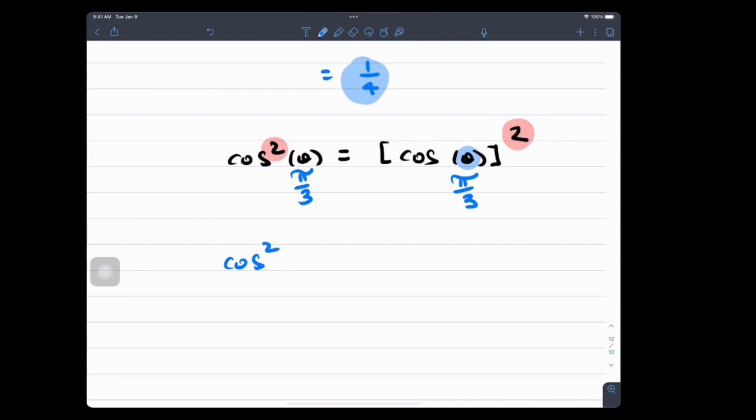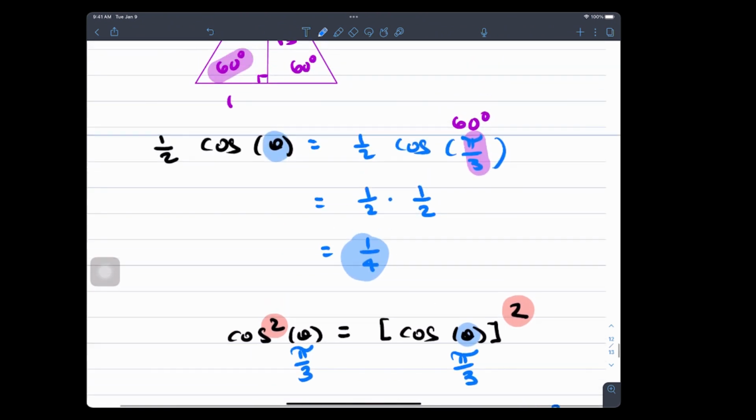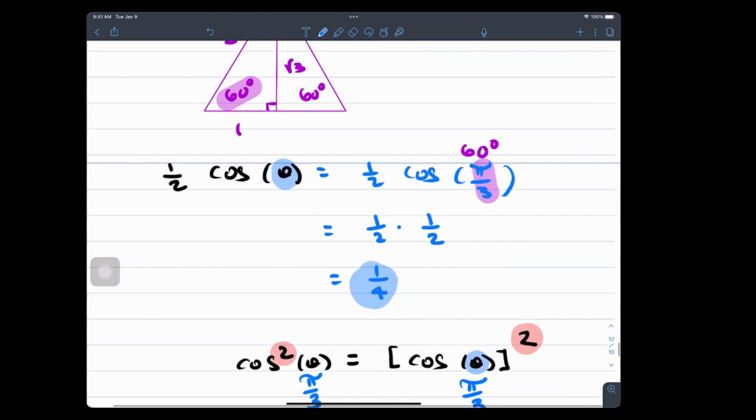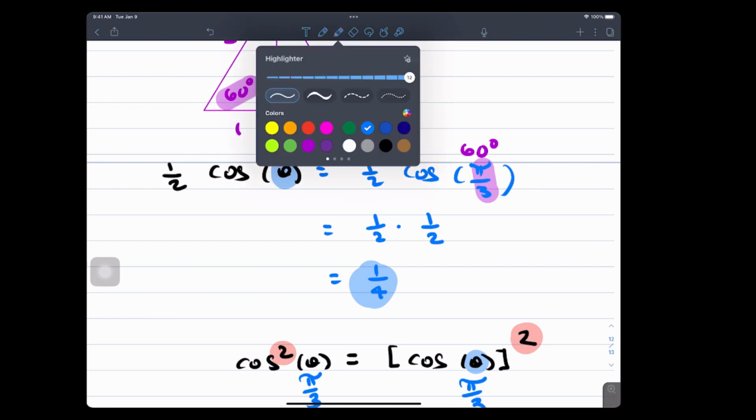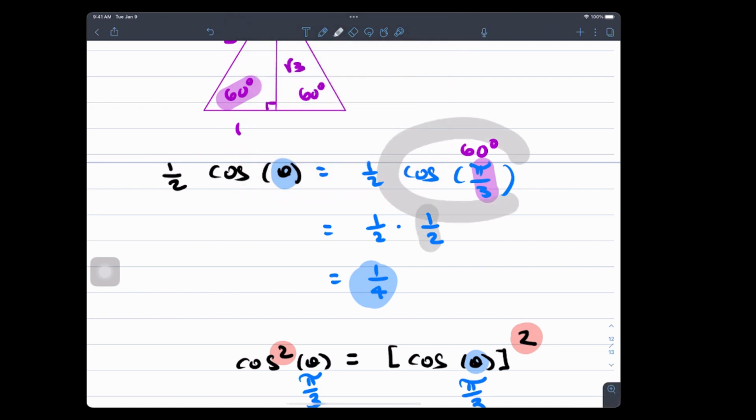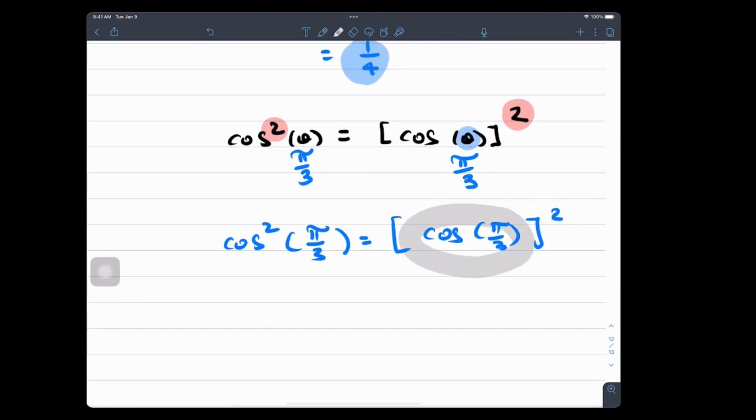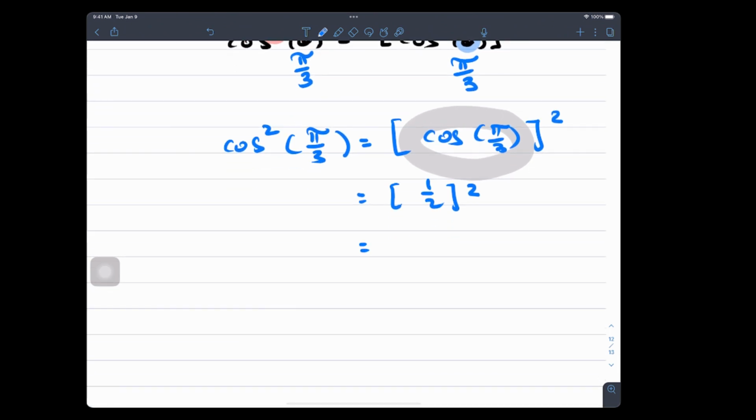They want us to find what is cosine squared of pi over 3. If you know what cosine of pi over 3 is, and you do, what's cosine pi over 3? It's right here, isn't it? It's 1/2. You just plug in the 1/2 there. So this is just, again, arithmetic. What is 1/2 to the second power? Isn't that 1/2 times 1/2? And what does that equal? Is that 1/4?